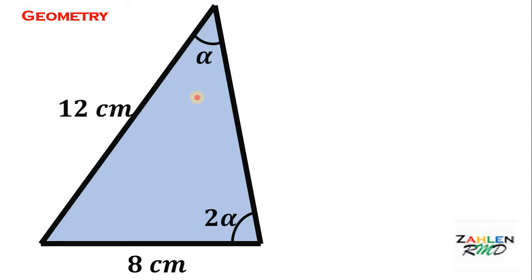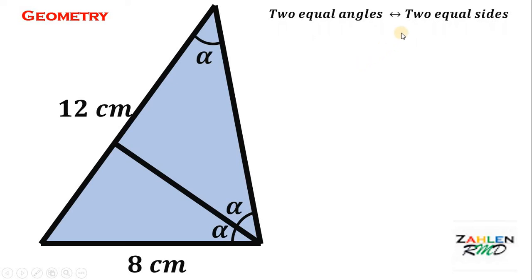Therefore, what we're going to do is to insert another line segment like this, such that this angle is alpha and this angle is also alpha. Now at this point, we can see that we have 2 equal angles. And if we have 2 equal angles, it follows that we have 2 equal sides. Therefore, these 2 line segments are congruent.